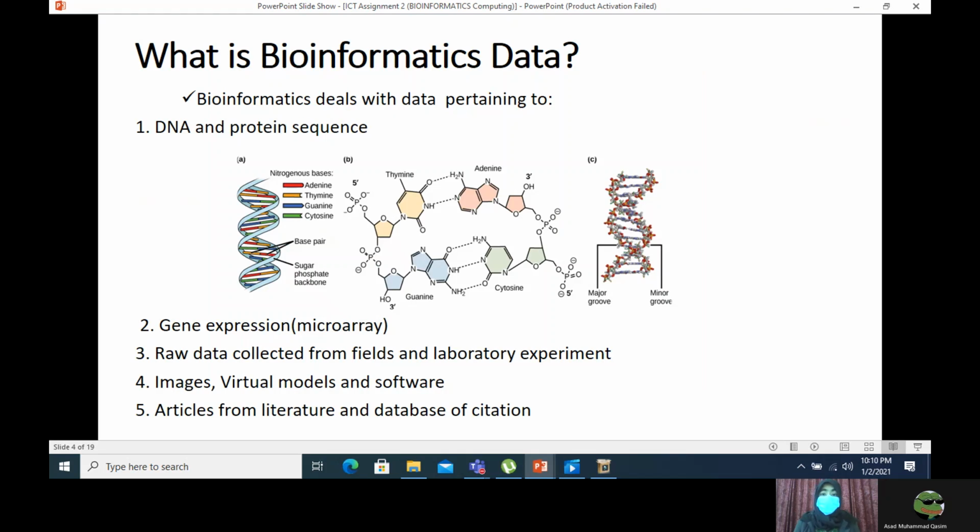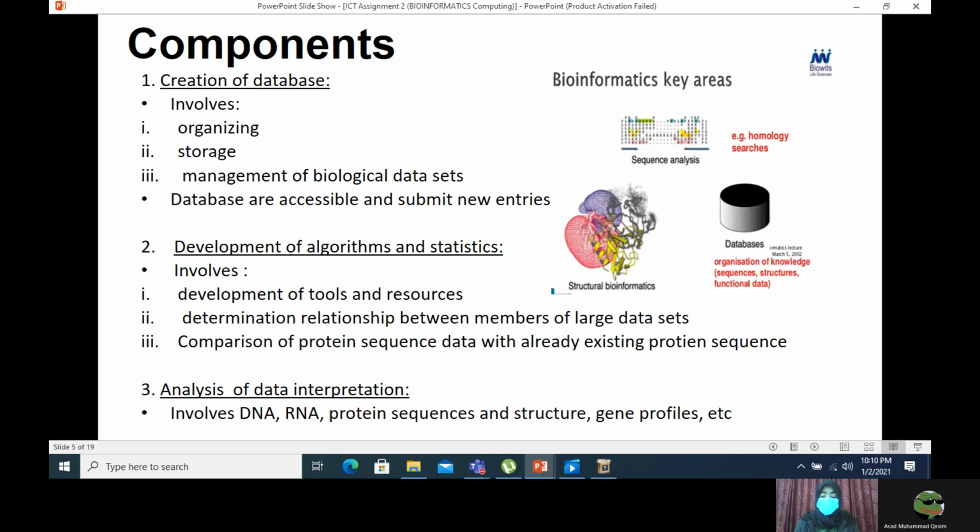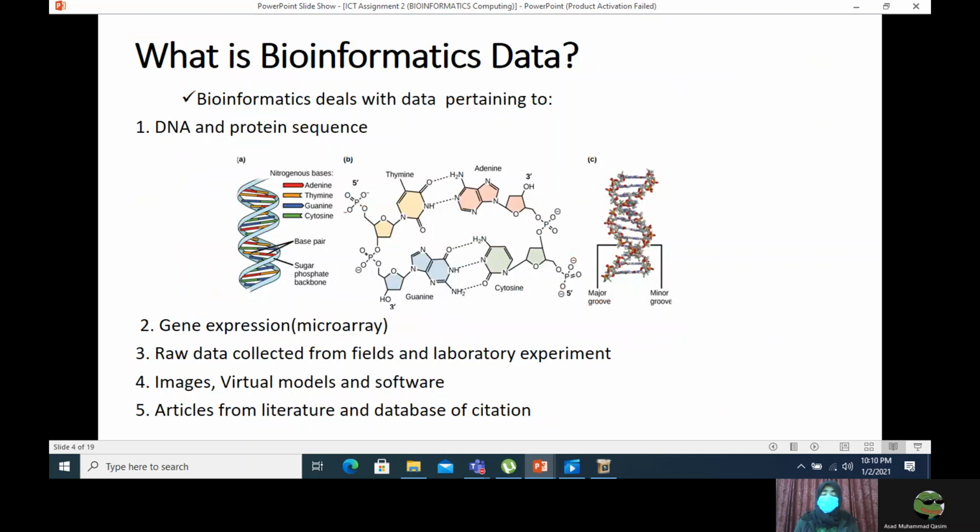Now, what actually is bioinformatics data? In bioinformatics, we deal with data related to, number one, DNA and protein sequences, as shown in the figures below. Number two, gene expression. What actually is gene expression? Gene expression is a process in which we use gene information for the synthesis of a functional gene product that ends up as a protein. Number three, raw data collected from any fields or laboratories in which we have performed experiments.